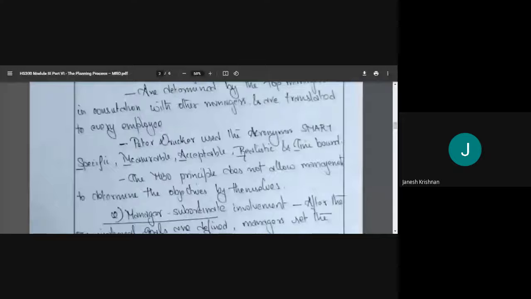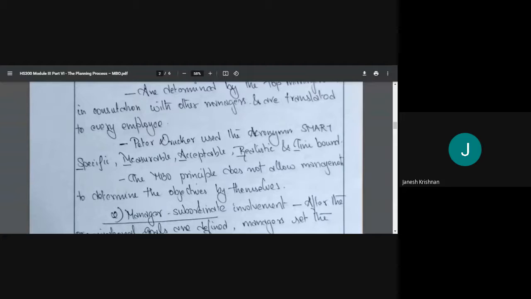It's not that you must produce 1,000 pens. Including the lower level managers and middle level managers, discuss with them, and then decide on how much pens you're going to produce. Maybe the manager says that you should produce 1,000 pens. Upon discussion, it may be like that you can produce more than that. 1,200 pens can be produced. Maybe that will also be there.